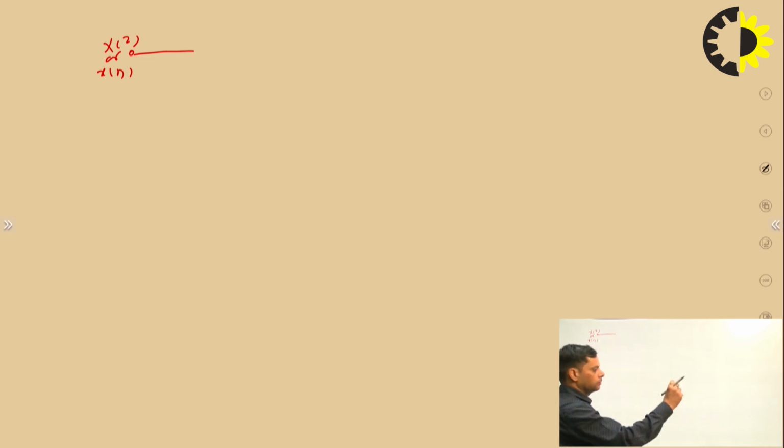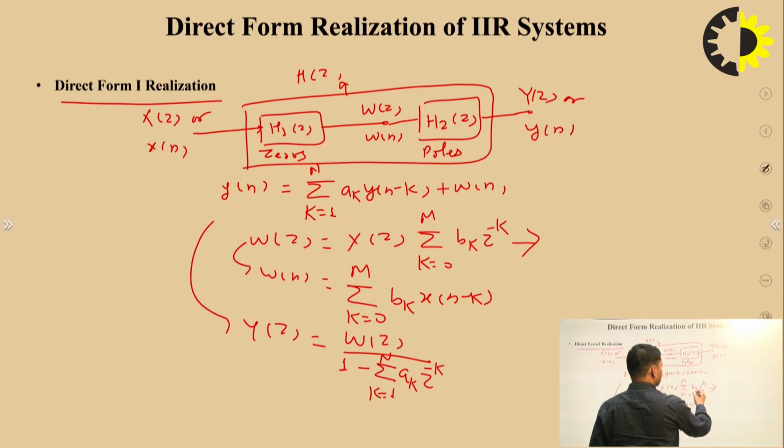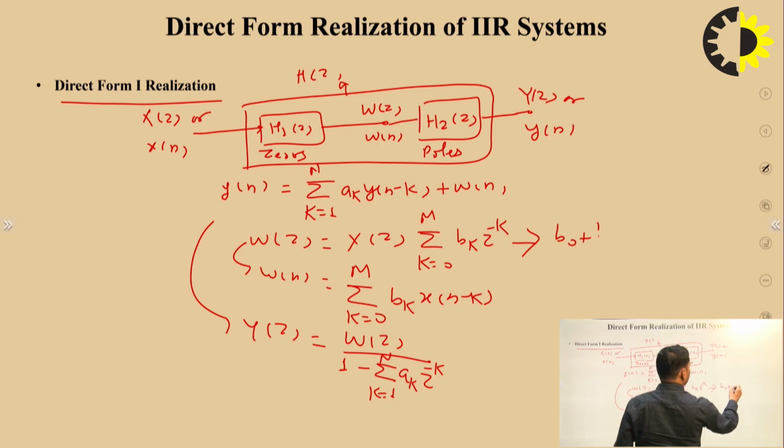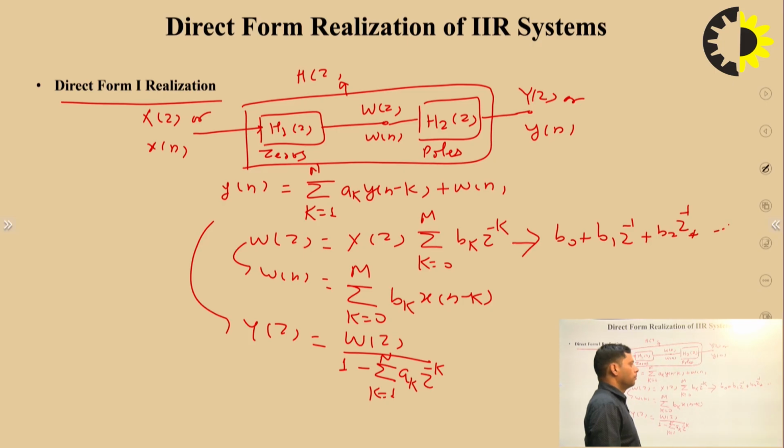So, when we put the value of k equals to 0 in the summation k equals 0 to m of b_k, first it will become b naught plus b1 z inverse plus b2 z raised to power minus 2, up to b m z raised to power minus m, like this. So, we have to now first of all realize this part.